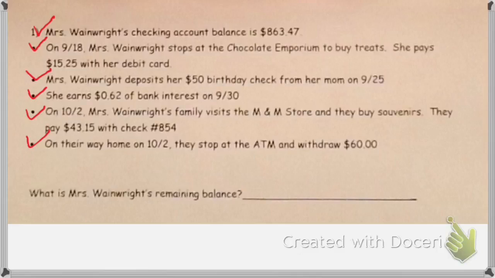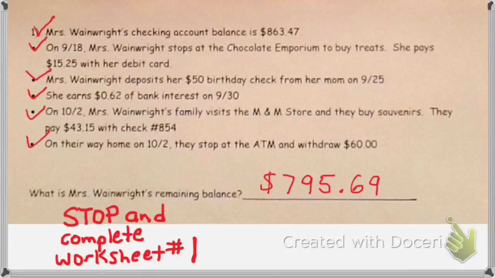So I know that Mrs. Wainwright's remaining balance is $795.69. It is important to have the dollar sign, and it is important to have the decimal in the right place. Please stop the video and complete worksheet number 1 right now.